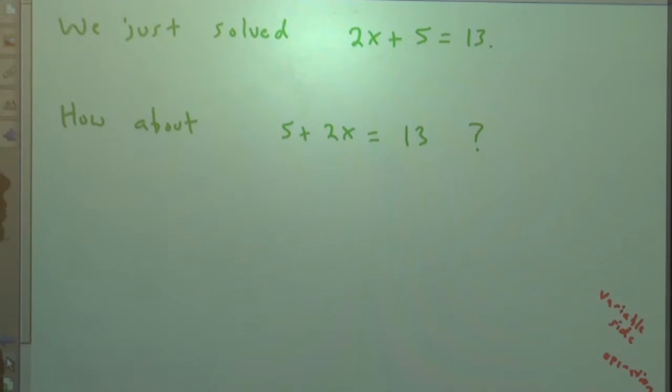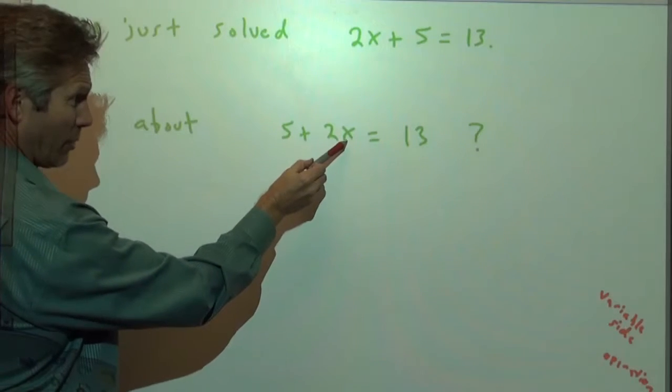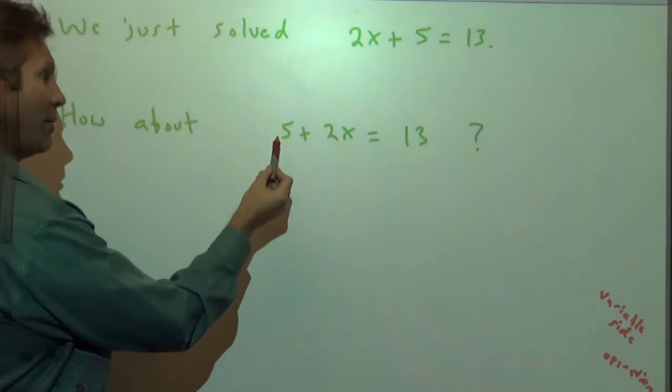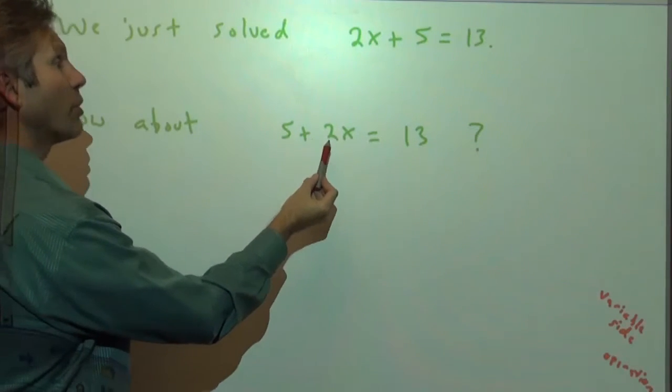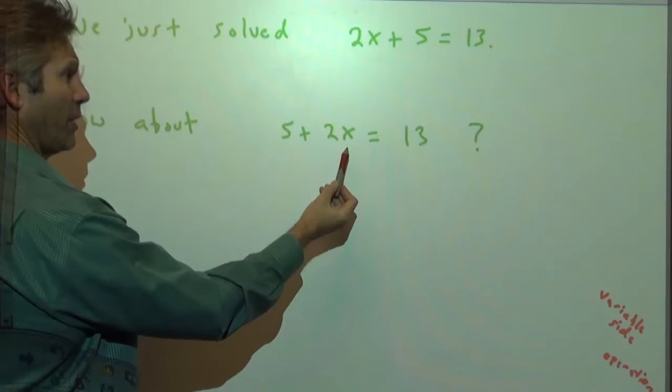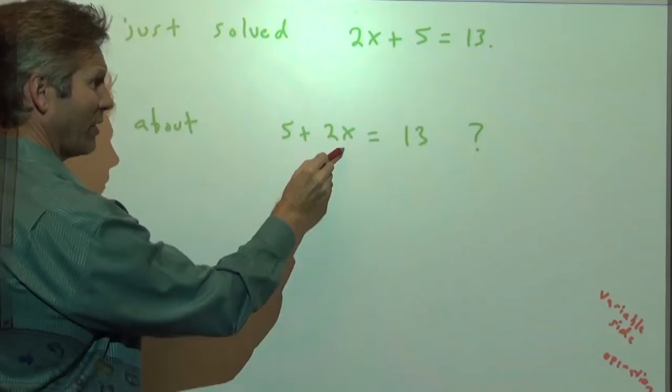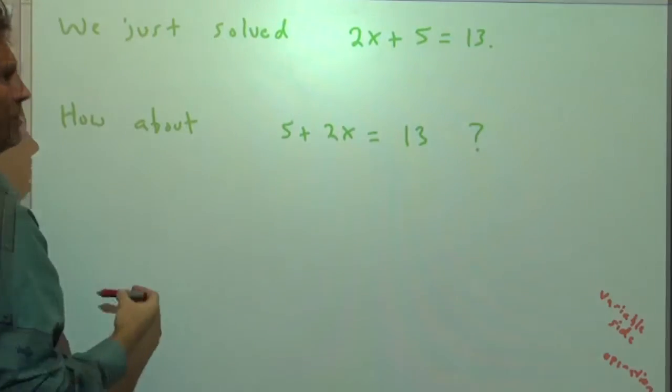So we've just solved 2x plus 5 equals 13. How about 5 plus 2x equals 13? We would have had some number, we would have had to have doubled it, and then we would add 5 to it. Or we'd add 5 to the result we got after we doubled the number. So either way you look at it, this had to be taken care of first, and then we added the 5 to get to 13.